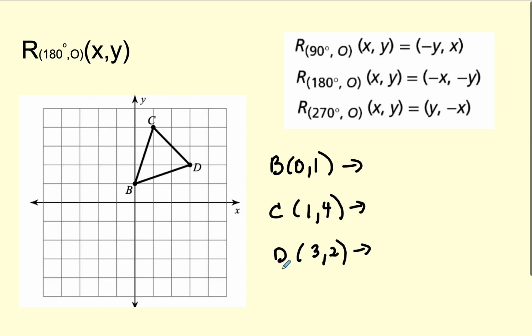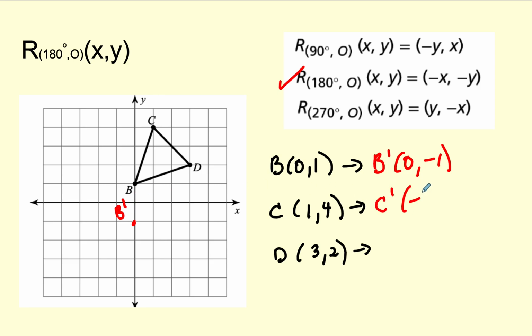Let's take a look at turning the triangle 180. Now, the 180 rule says to just change the sign of x and y. So B prime will be 0, -1. C prime will be -1, -4, right here. D prime will be -3, -2, and this is D prime.